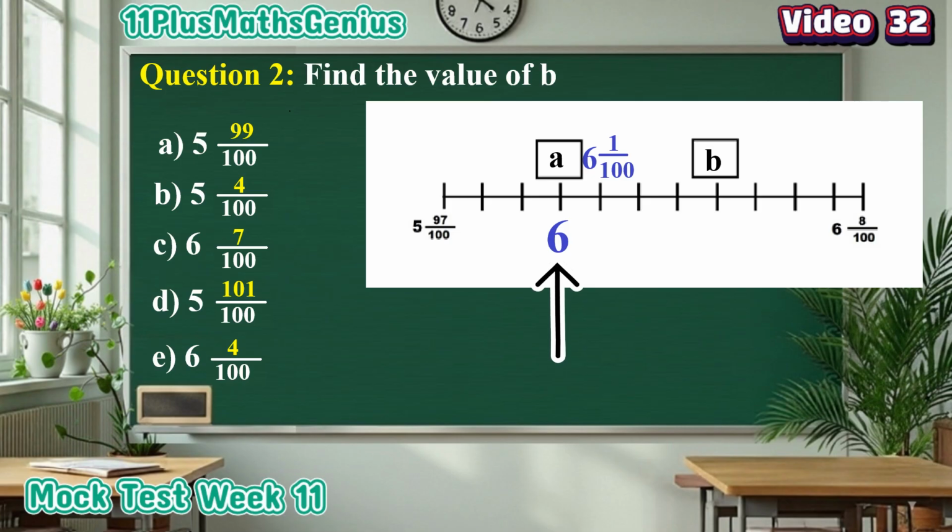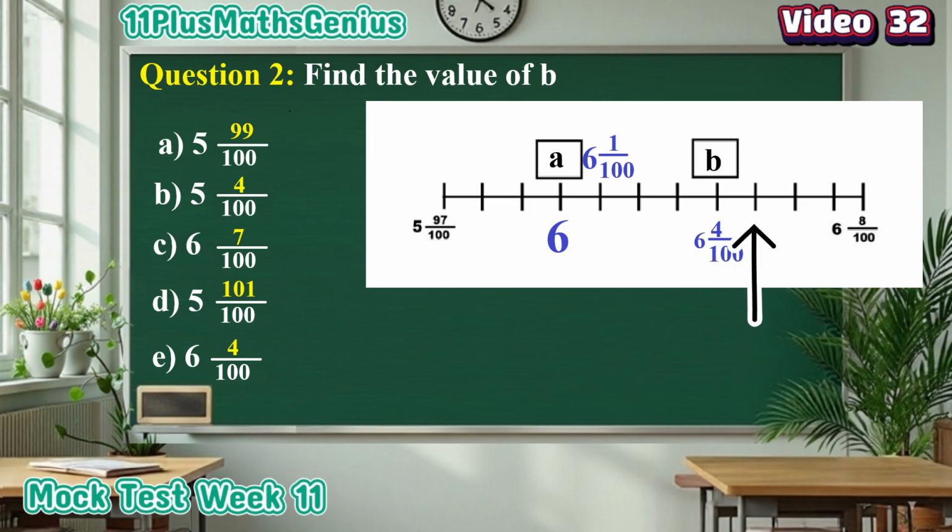However, we're asked to find the value of B, so we keep moving on. From 6, we count by hundredths. So 6 and 1 hundredth, 6 and 2 hundredths, 6 and 3 hundredths, and finally we get 6 and 4 hundredths. So we pick E. Now in case you're in doubt, you can continue.